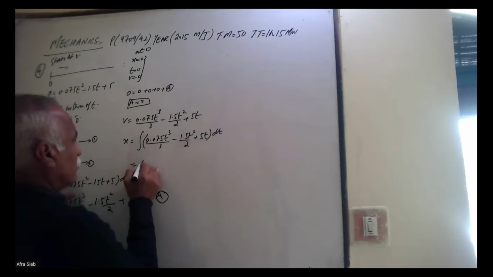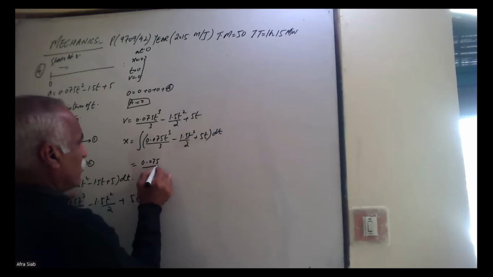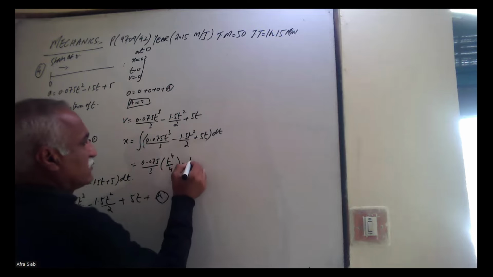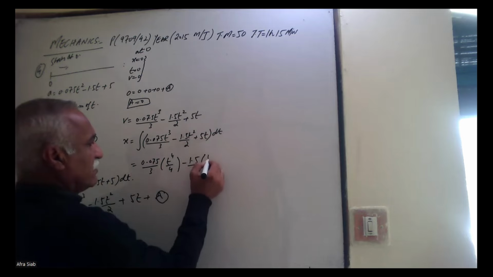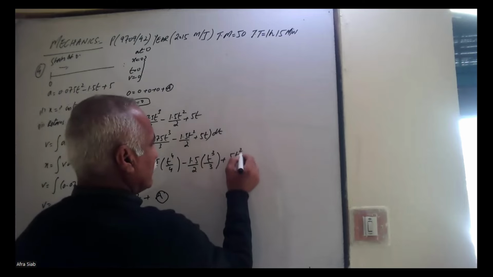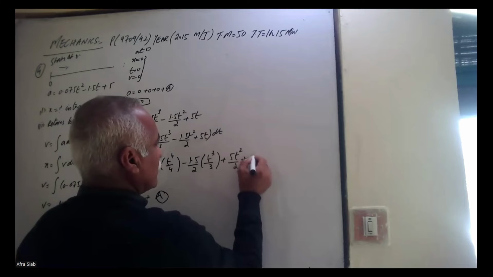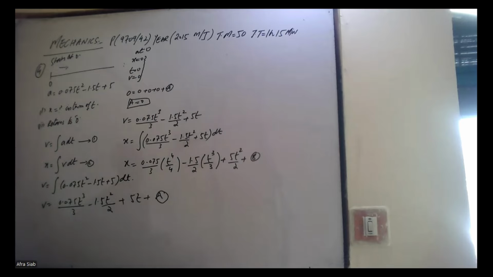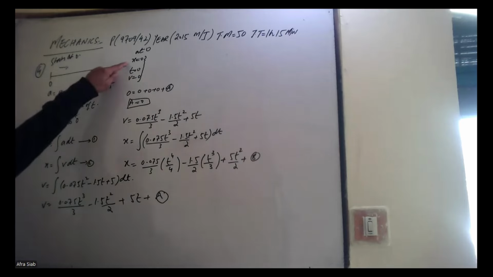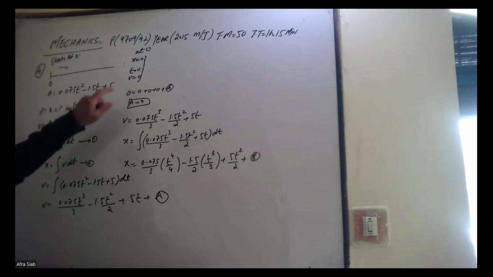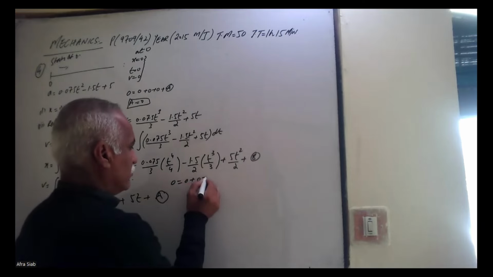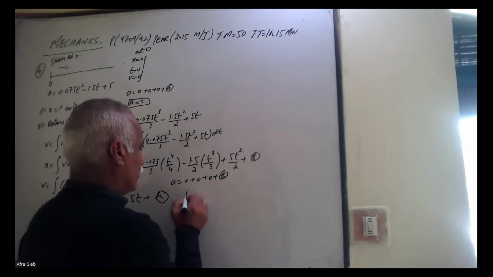And that will be equal to 0.075 over 3 into t power 4 over 4, minus 1.5 over 2 into t cube over 3, plus 5t square over 2, plus a constant of integration b for this new integral. But again, we put the same condition: x is 0, t is 0. So if we put x = 0, t = 0, then b is also equal to 0.